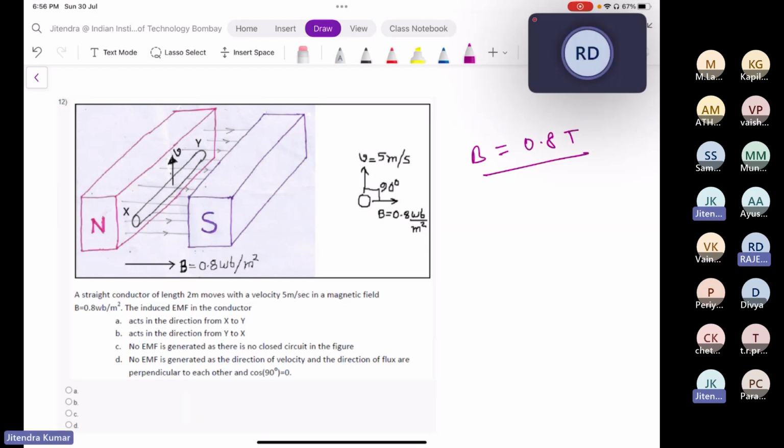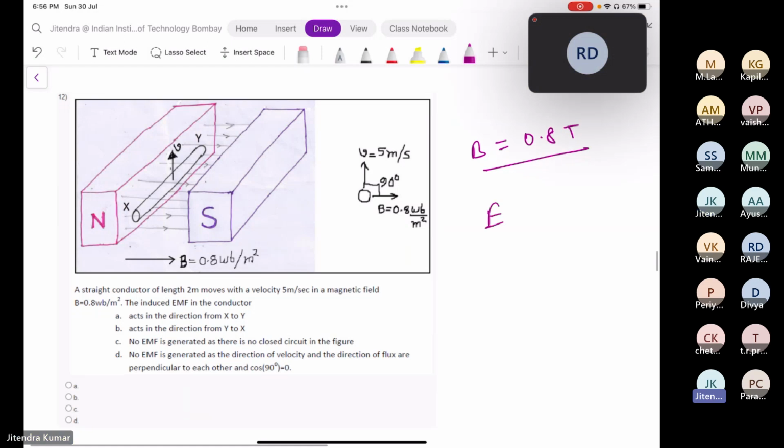Sir, EMF will be 8 volt, and the direction will be from X to Y. Okay.